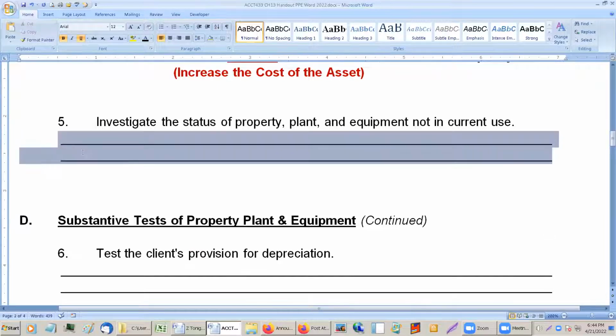Investigate the status of property, plant, and equipment not in current use.